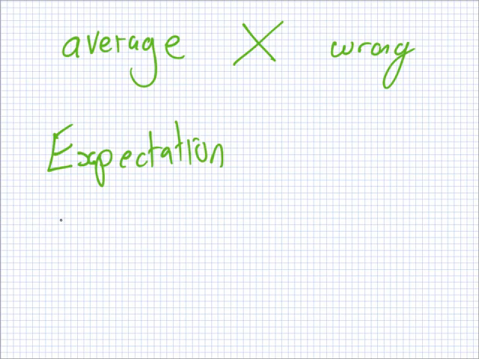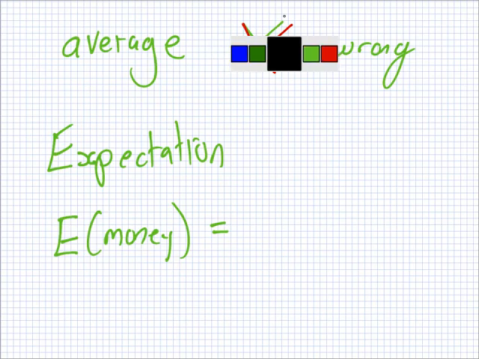And we usually write it like an E. So if I wrote expectation of your money, this is what you expect to win or lose. Does that make sense?